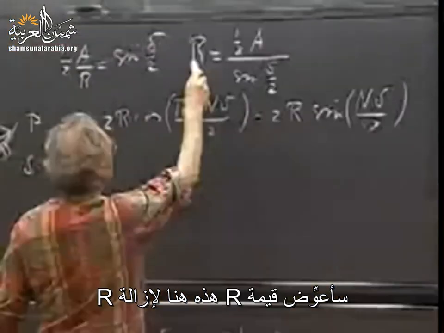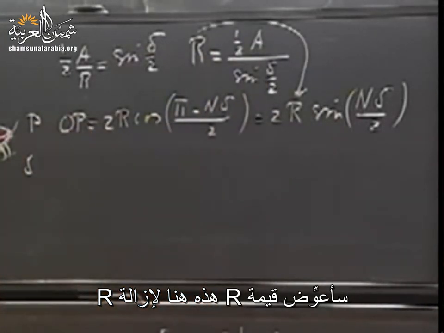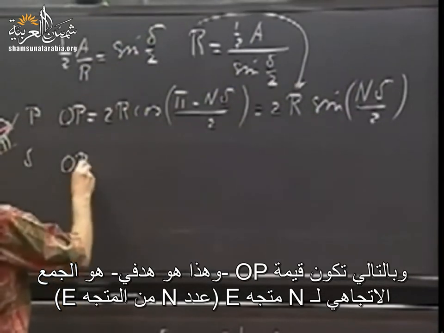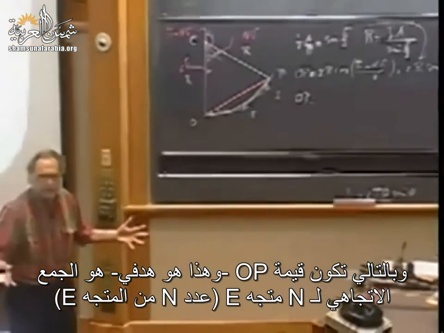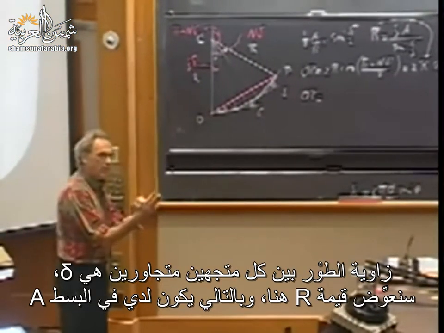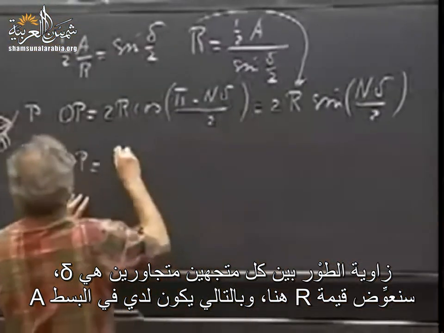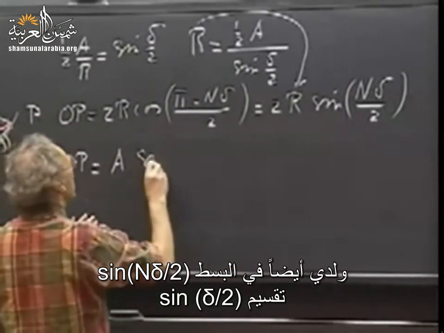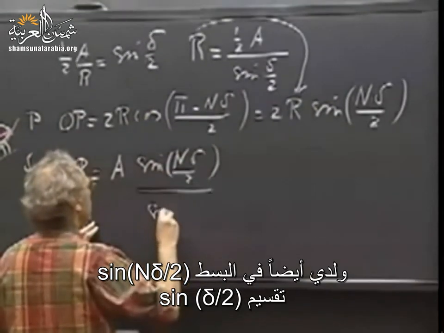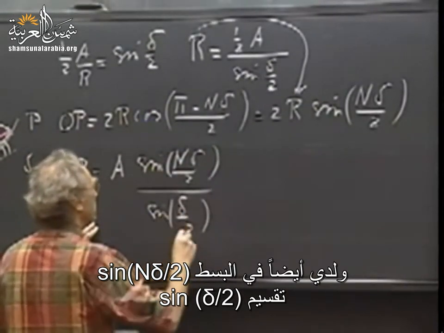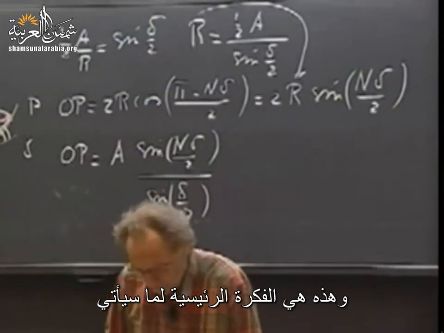Now I take this r here, and I pop that in here to eliminate my r. And so now I get that the length of that vector OP, which is really my goal, that is the vectorial sum of n e vectors, the adjacent ones off by phase angle delta, that is going to be 2 times r, so that gives me an a upstairs. And then I get the sine of n delta divided by 2, divided by the sine of delta divided by 2. And this is really the key of what is following.